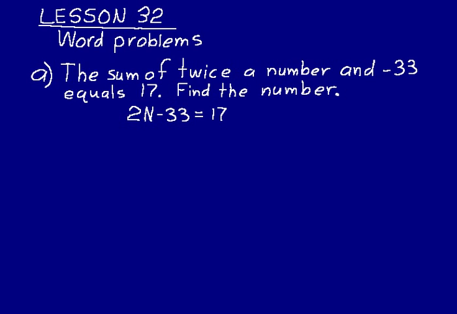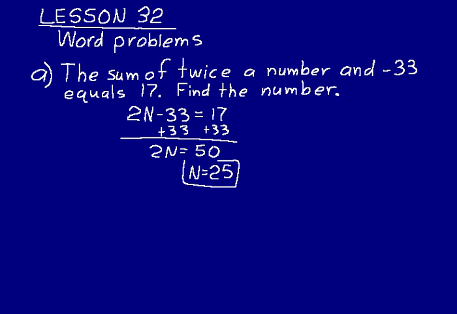And now I want to find the number. So I just use my addition and multiplication rules to isolate the n. And so I just add 33 to both sides. And I'd end up with 2n is equal to 50. Then divide both sides by 2, and you can probably do that in your head. 50 divided by 2, that's 25. So we'll just skip showing that step, and we'll just say n equals 25. And so there's the answer.